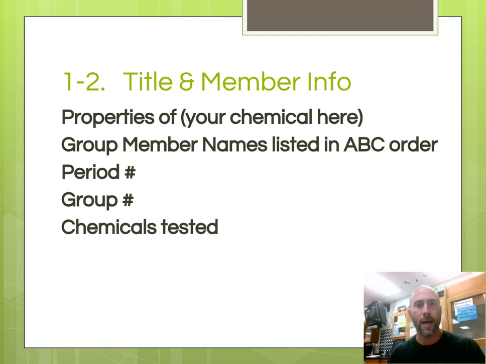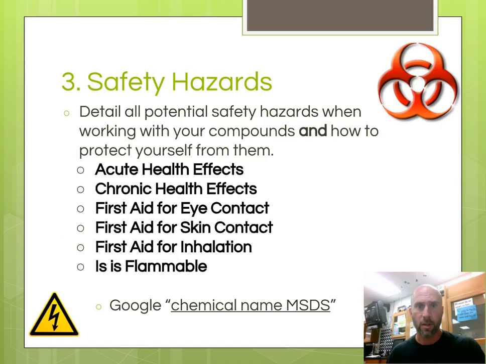For your title, you want it to be specific. Some title that's going to convey to the reader what your lab report is going to be all about. As far as member info goes, your group member names, what period you're in, what group number you're in. For the lab that we're going to be completing here for the properties of compounds, we want you to list what chemicals you have. Just essential basic information so we understand what your report is going to be about.